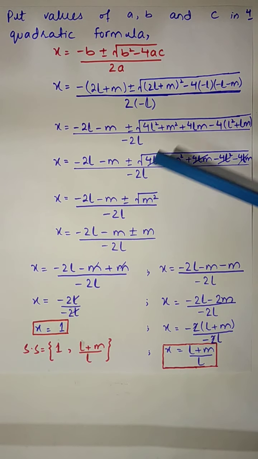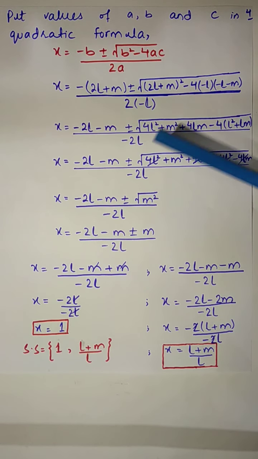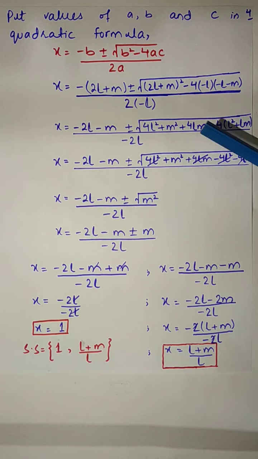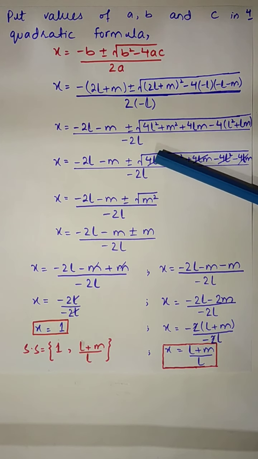So in this next step we will simplify all these terms. Minus 2L minus M is the same, plus minus under root of 4L square plus M square plus 4LM minus. Now we will multiply minus 4 with the whole bracket, minus 4L square minus 4LM, by 2 into minus 2L. Now we have to cancel the values that are the same with opposite signs, like 4L square cancels out with minus 4L square, and here 4LM will cancel out with minus 4LM.